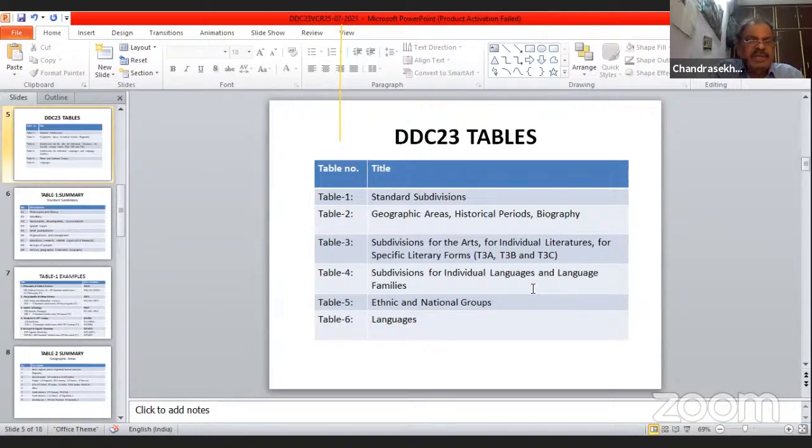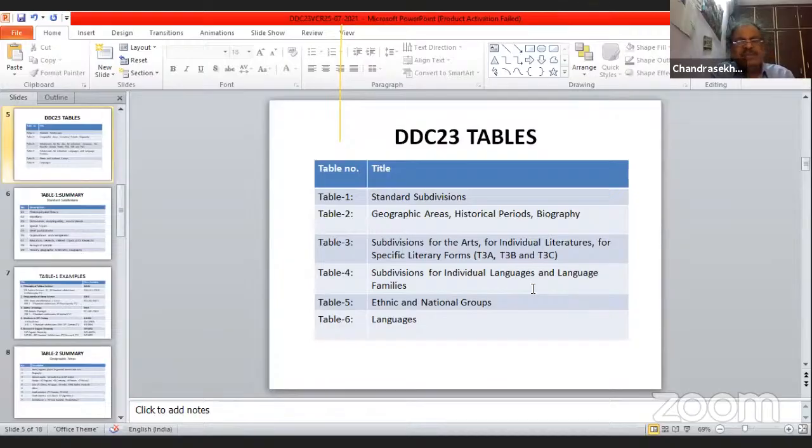Then table 5 is ethnic and national groups. Ethnic groups are Indians, Chinese, Japanese, Koreans. All these are national groups and ethnic groups; they come under that. So Americans, English people, Africans, Negro people, like that. All these are national and ethnic groups.